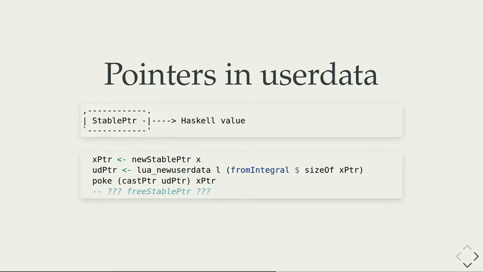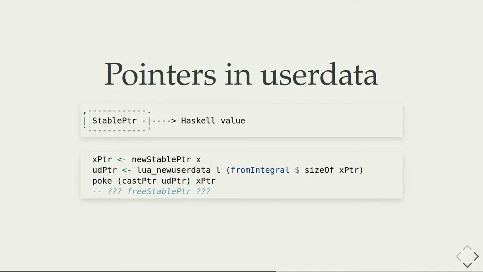Why? Well, here's how we use them with user data. We just put a stable pointer into the user data, and that stable pointer points to an arbitrary Haskell value, which means that we can have our lazy Haskell value and put it into the Lua, or onto the Lua stack, via this user data.